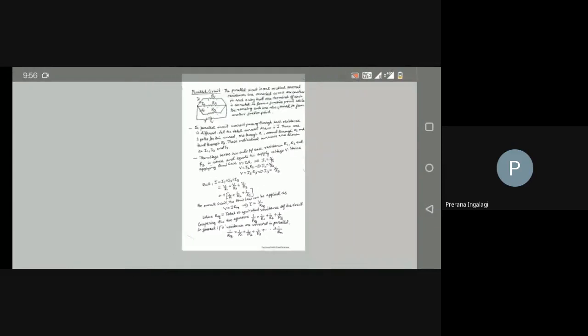I hope this much is clear to all. Then I will move on to the problems. So I'll just move on. I am having the parallel circuit problem.